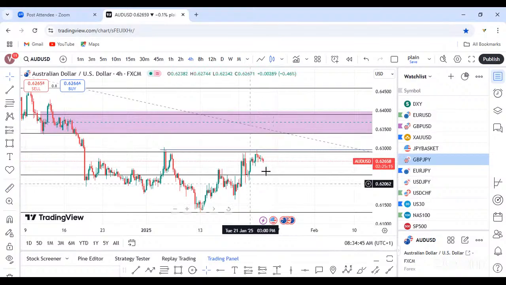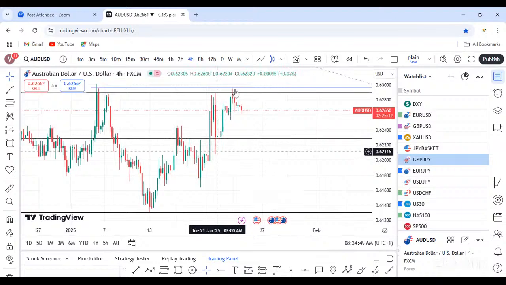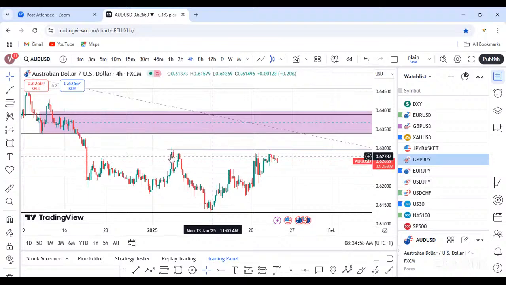So if price should come back here and I decide to take this as a swing, this being the obvious pullback, then when price gives me a premium entry at the 50% fib level, I'm going to buy AUD/USD. But because of the resistance zone, let's just wait for price. Let's see if it breaks this one.